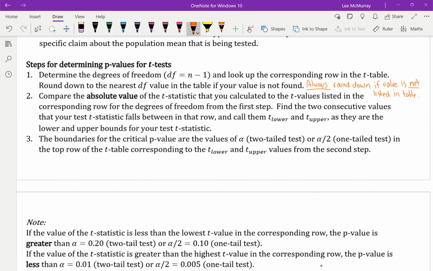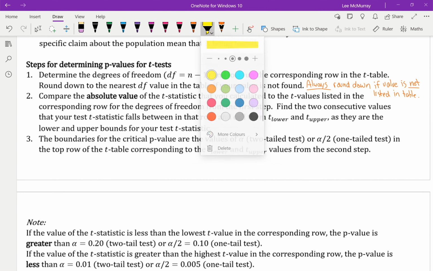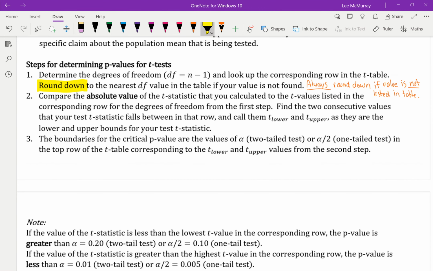Okay, so number 2, just round down. Okay, and then what we're going to do is compare the absolute value. So remember, the absolute value is just taking the positive, you're ignoring the negatives. So ignore any negatives. We're always going to look at that as an absolute value. So compare the absolute value of the t-statistic that you calculated to the t-values listed in the corresponding row for the degrees of freedom from the first step.